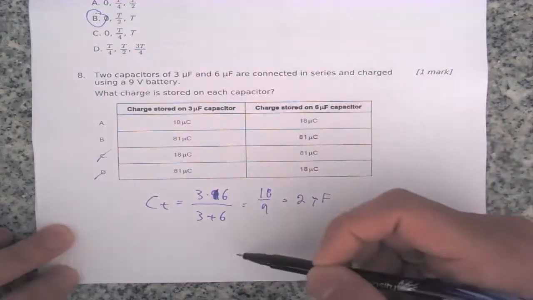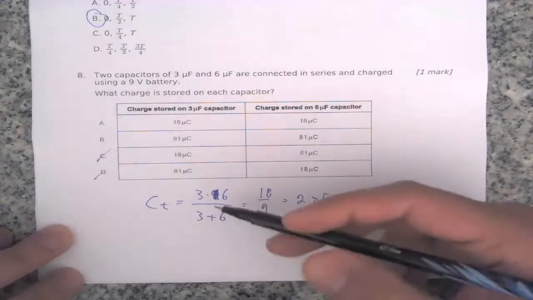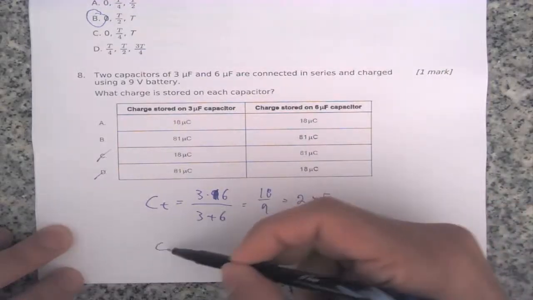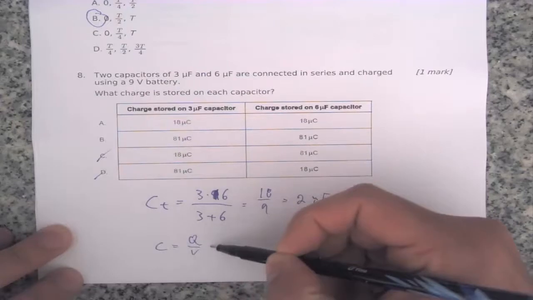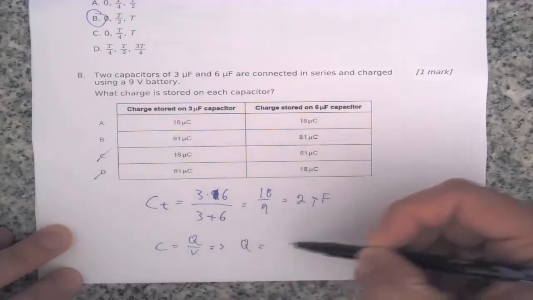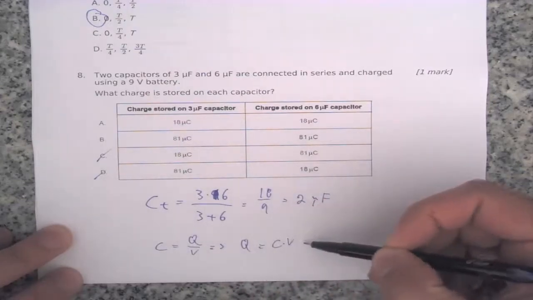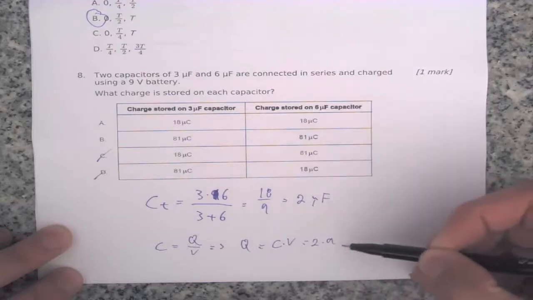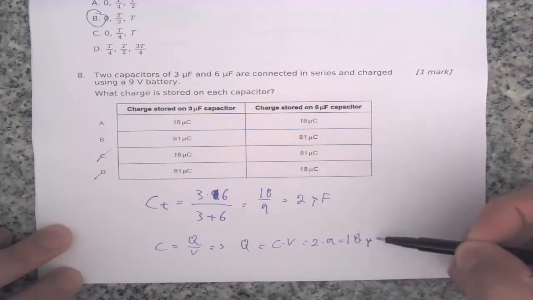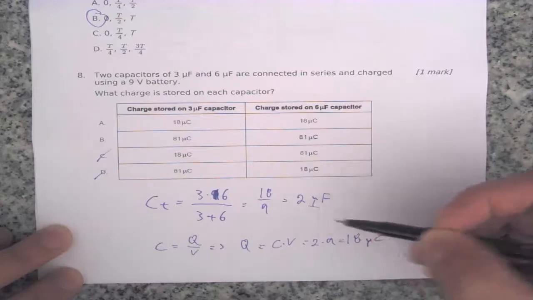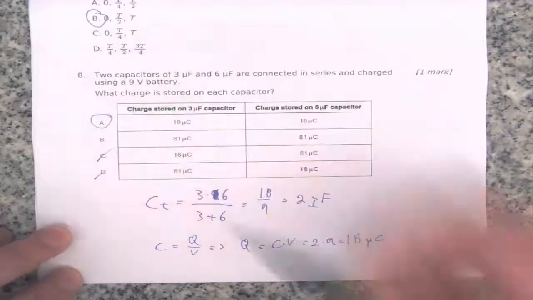And in order now to find how much charge is stored, you have to solve this formula, Q over V. So you solve here for Q, it gives you C times V, so it's 2 times 9, so it is 18 microcoulombs, because we have this prefix here. So correct answer here is A.